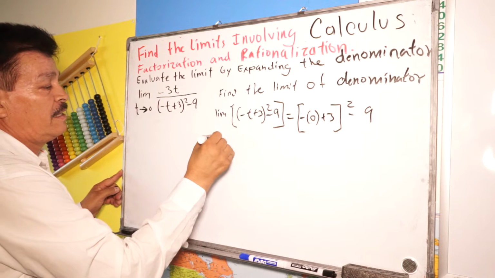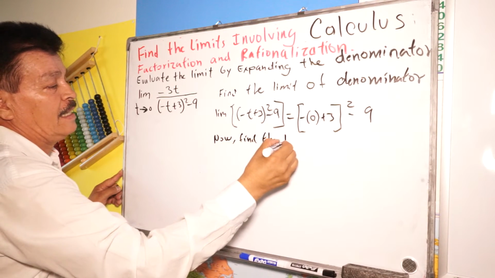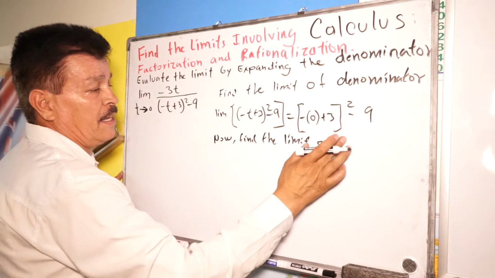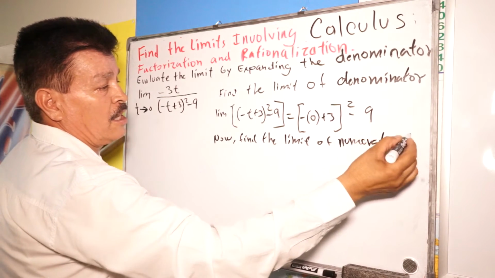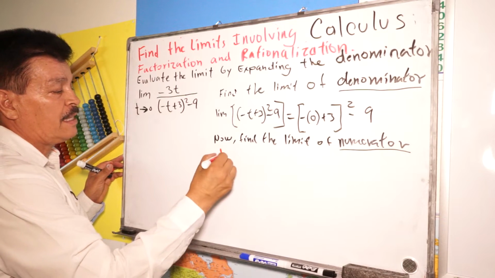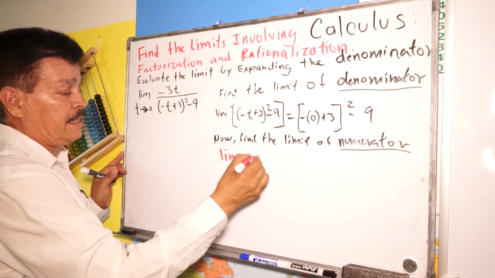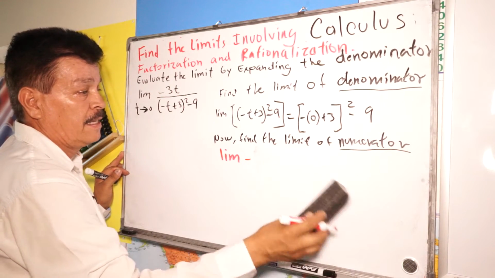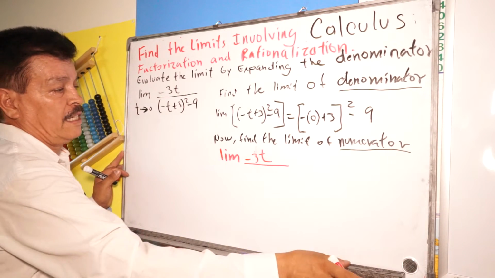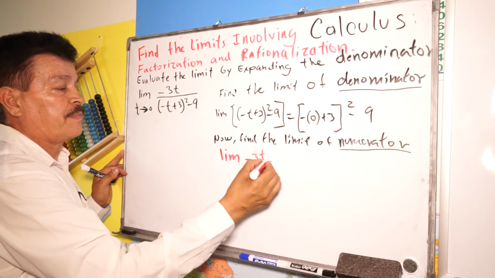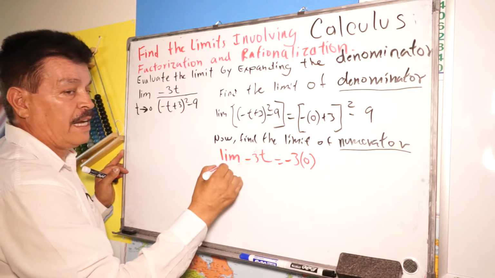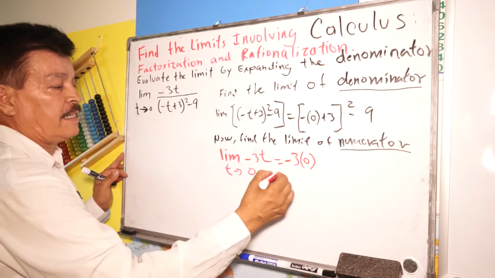Now find the limit of the numerator. Here is the numerator, the limit of negative 3t, which equals negative 3 times 0 when t approaches 0. All right, this equals 0, right?